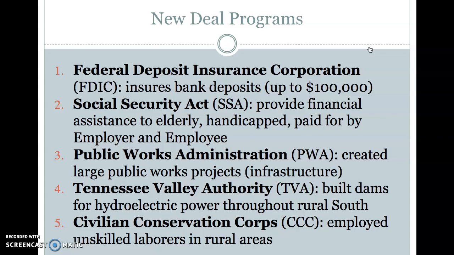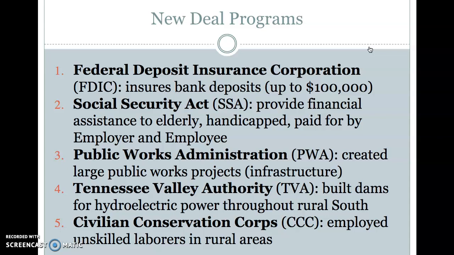The FDIC, or the Federal Deposit Insurance Corporation, insures bank deposits, back then up to $100,000. Now it is up to $250,000. This one is still around. Another one that's still around, the Social Security Act, provides financial assistance to the elderly and handicapped, paid for by the employer and employee. Whenever you get a job, you will see that a little percentage is taken out for Social Security. That will come back to you one day, hopefully.